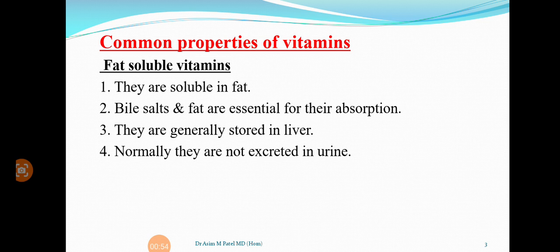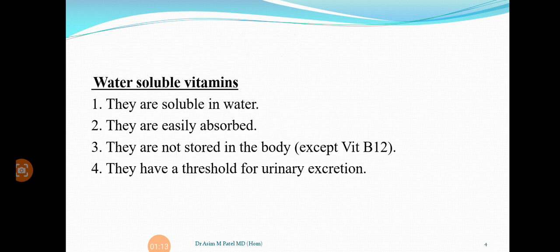Fat soluble vitamins. The common properties of fat soluble vitamins are: the first property, they are soluble in fat. Second, bile salts and fat are essential for their absorption. Third, they are generally stored in the liver. Fourth, normally they are not excreted in the urine.